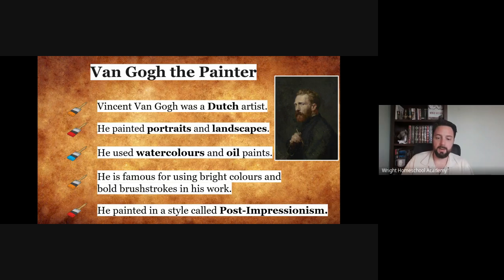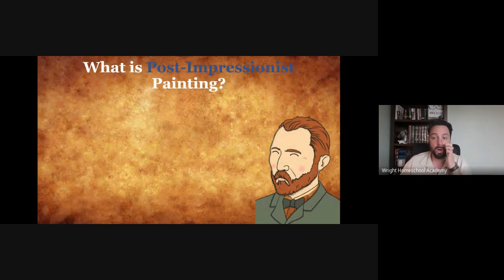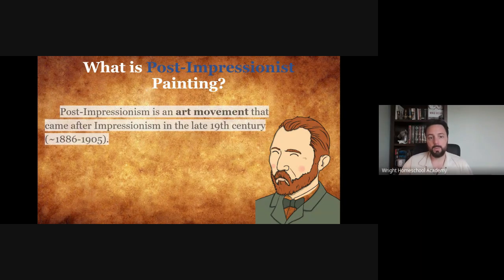All right, so we'll talk a bit about this style, post-impressionism, right now. So what is post-impressionist painting? What is post-impressionism? Well, it's an art movement that came after Impressionism. That's what post means. Post means after. So post-impressionism literally means coming after a different art movement named Impressionism. And this took place during the late 19th century, so the time period in which Vincent van Gogh was active, from around 1886 to 1905.